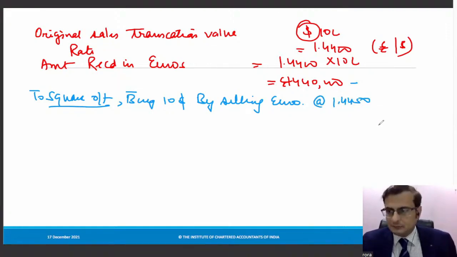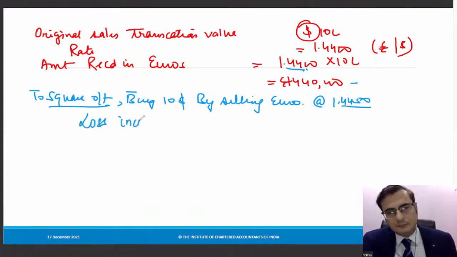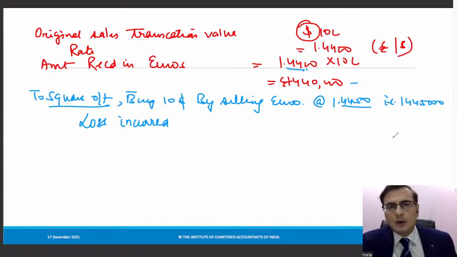At 1.4450. Clear? Simple, straightforward. You sold at 1.440. You had to buy at 1.4450. You had incurred a loss. How much? You bought at this and you had sold at this. Because the market became volatile, you had no other choice. So you made a loss of euros 5.